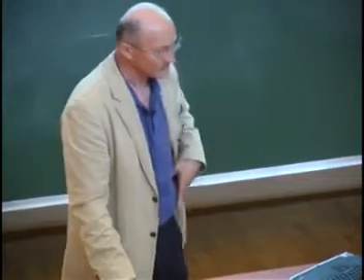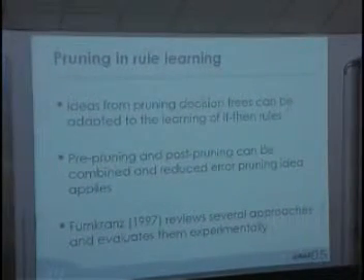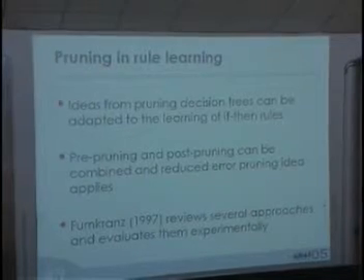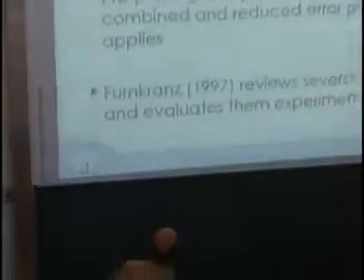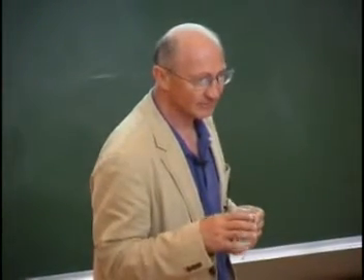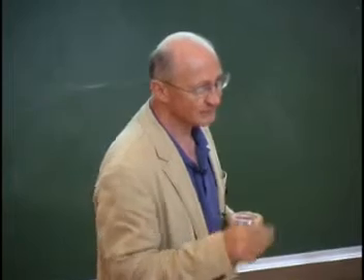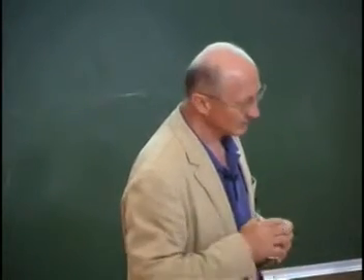Now, just a word about rule learning. You had a lecture on rule learning. You know that rules can also overfit. So obviously, a good idea is to simplify rules. Ideas for pruning decision trees can be adapted to learning if-then rules. So we prune rules, also using, for example, reduced error pruning, REP, which applies to pruning rules and so on.